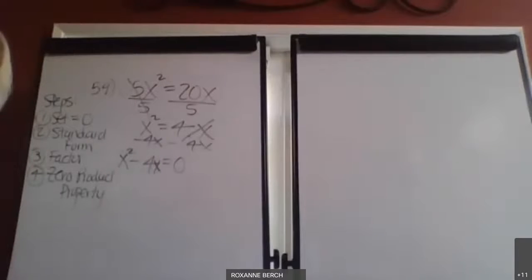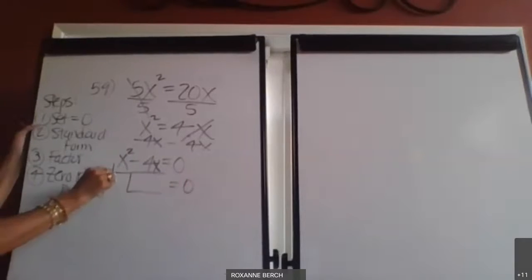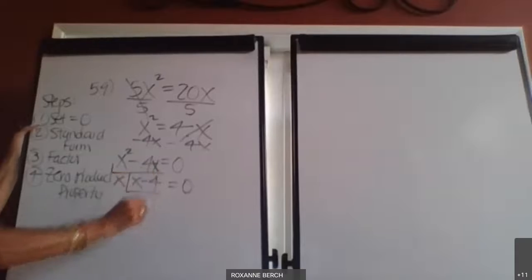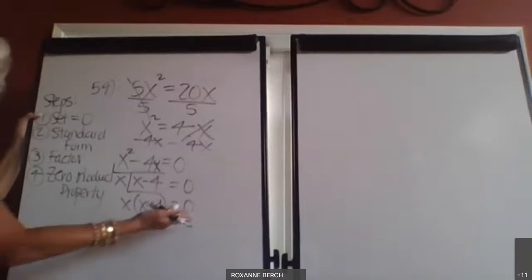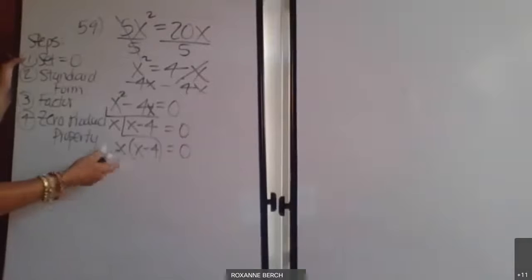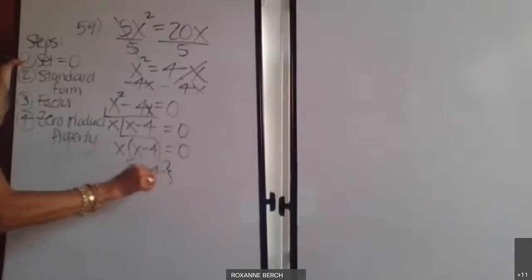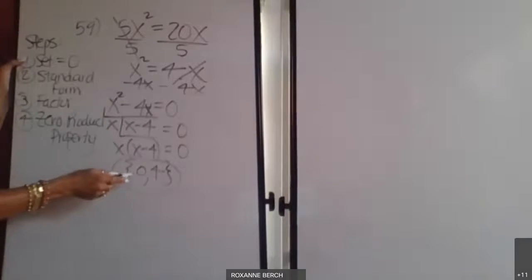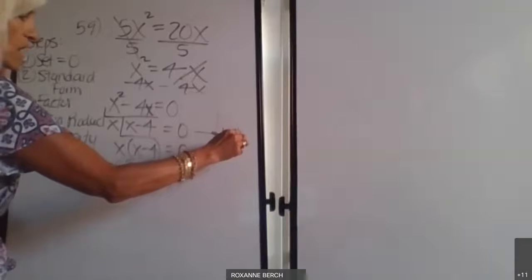So what factoring method can you use? Isn't this a GCF? So can't you take out an x and you get x times x minus 4? So now we're going to do the zero product property. What makes this 0? 0. What makes that 0? 4. So this quadratic is crossing the x-axis at (0, 0) and (4, 0).